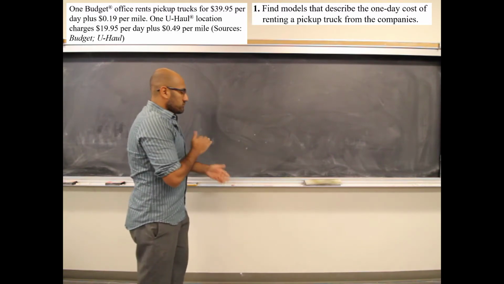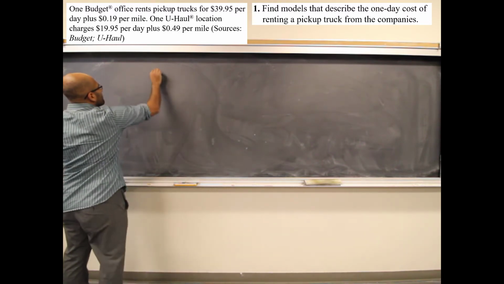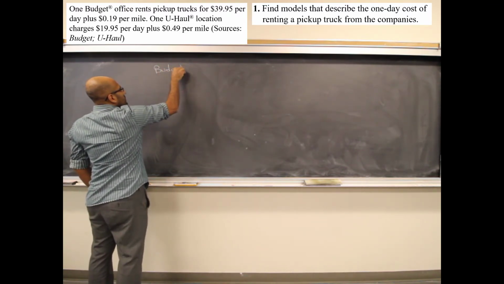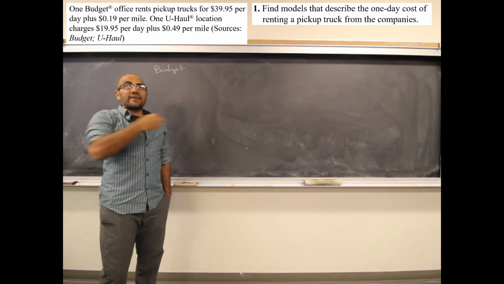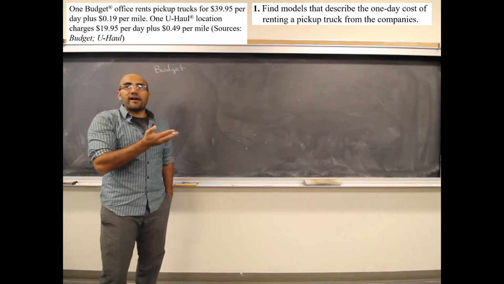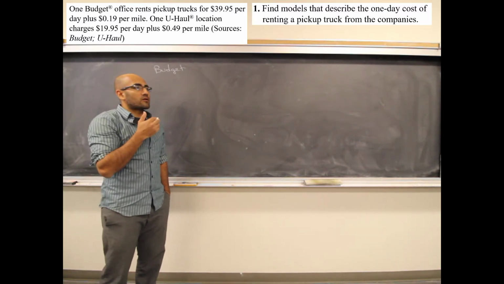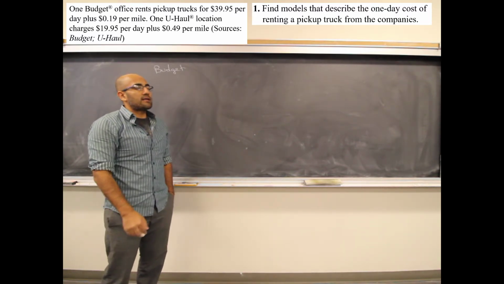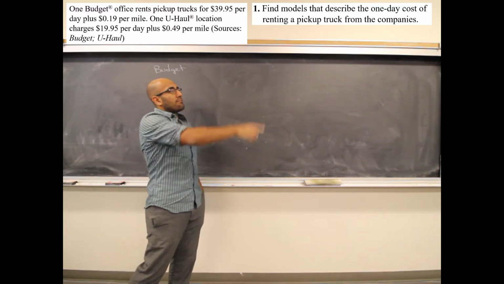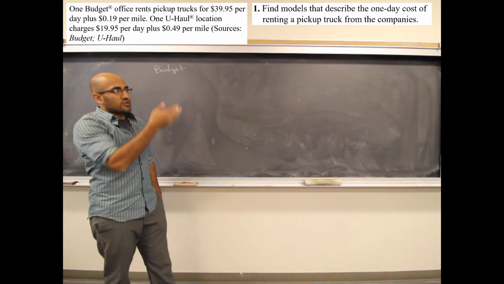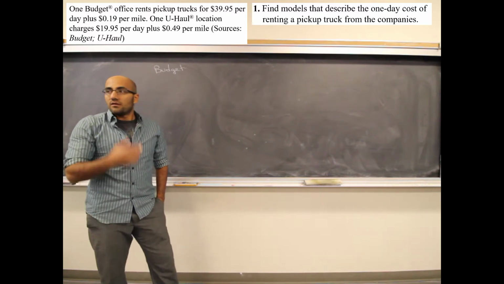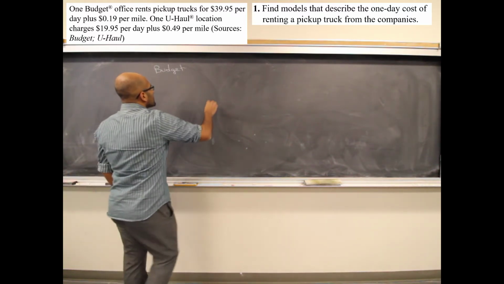Okay, so let's see. Let's use B for Budget. For Budget, what kind of an equation? We have a fixed cost of $39.95, right? If you rent it, doesn't matter what you do with the truck, you owe them $39.95. But if you're going to rent it for one day and you get back at the end of the day and you turn in your truck, they're going to charge you the $39.95, and they're also going to charge you 19 cents per mile. So how can we describe that?